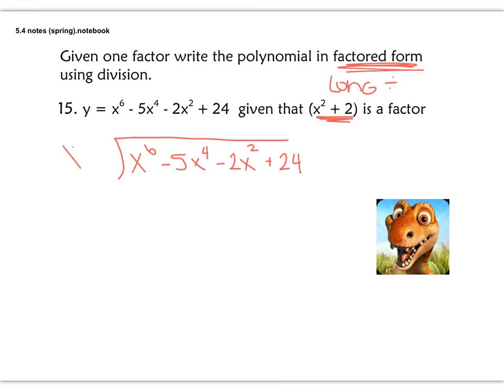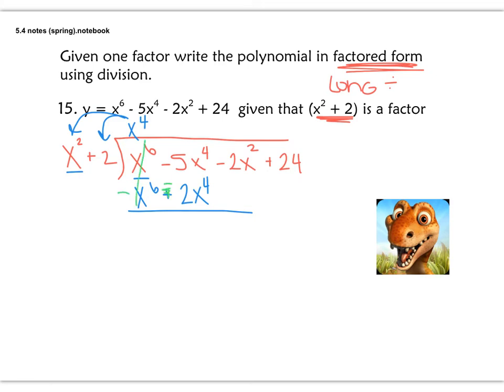And we are dividing by x squared plus 2. All right, so what do you multiply x squared by to get x to the 6th? We need an x to the 4th. And we distribute, and we get x to the 6th plus 2x to the 4th. Don't forget to change your signs.